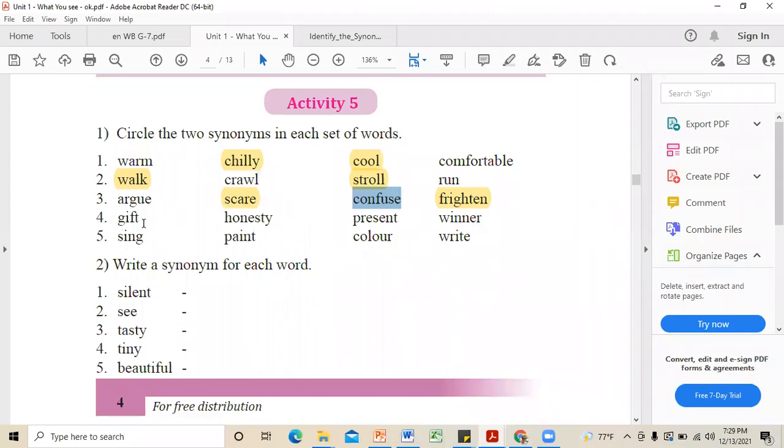So we have gift, honesty, present, and winner, right? So maybe Bashita, would you like to try this one? Gift and present. Yes, very good. Gift and present, right? So we are giving something. When you have your birthday, your parents give you something which makes you happy, right? So that is what we mean by gift.